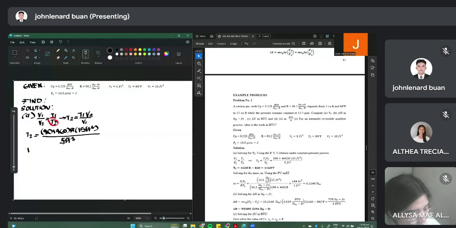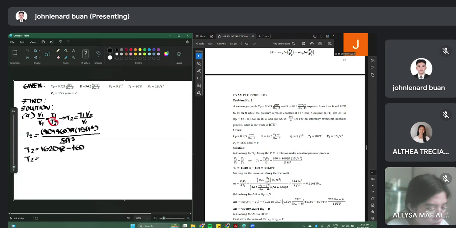Then the answer would be T2 is equal to 1,620 Rankine. Since again the given is in degree Fahrenheit, we also have to make the T2 in degree Fahrenheit. Therefore, subtracting 460, T2 is equal to 1,620 minus 460. That will give us 1,160 degree Fahrenheit. Alright po. Therefore, that is the answer for T2.